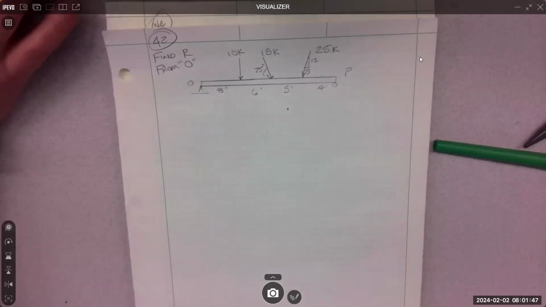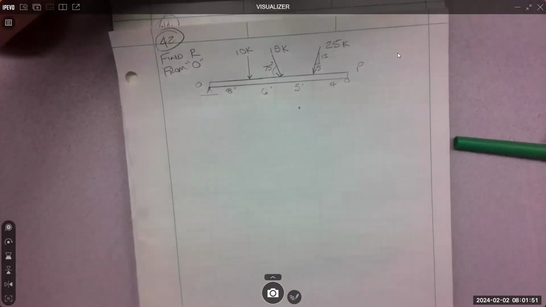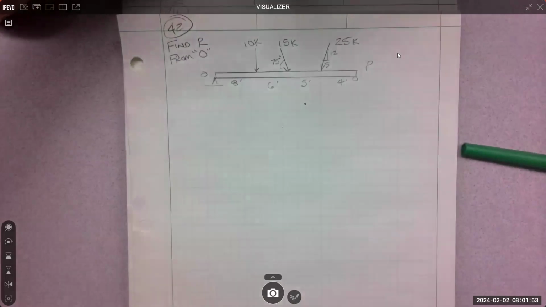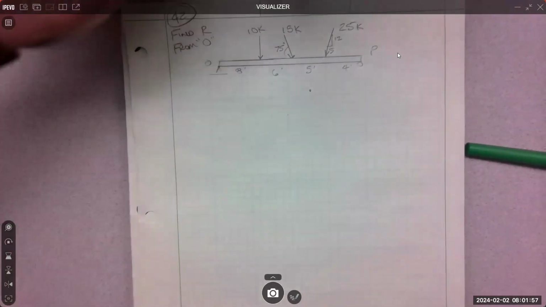42 looks like this, I hope. Right, Nick? Yes. Yeah, good. We don't want to do the wrong problem. Yeah, I know.